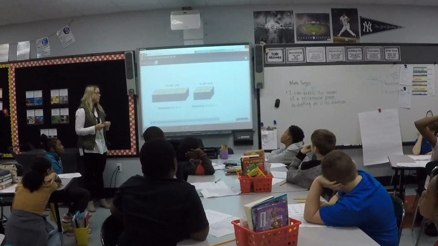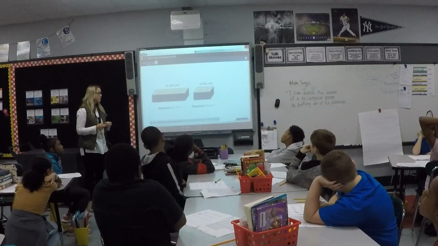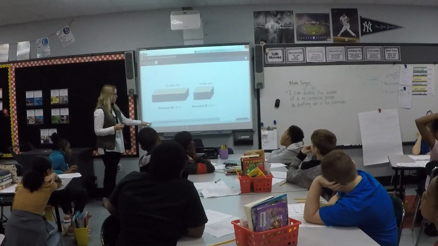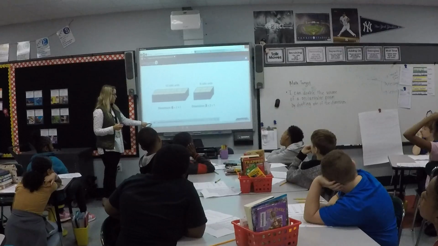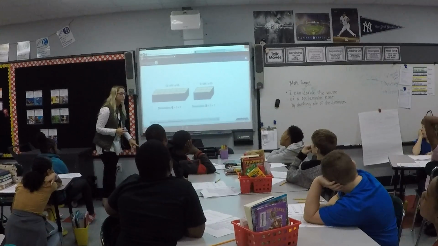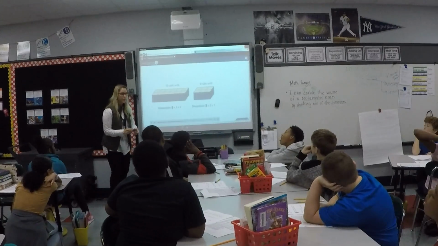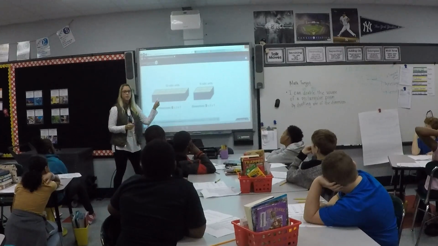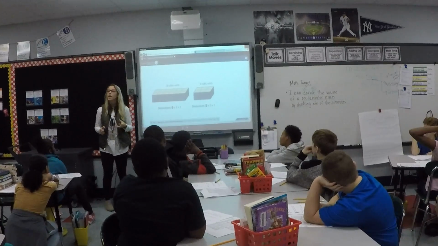I noticed that the volume of my medium box is twice the volume of my small box. I also noticed that only one dimension of my small box changed. Let's take a look at this right now. So this was this box, right? And what did we do to the volume? Doubled it, right?